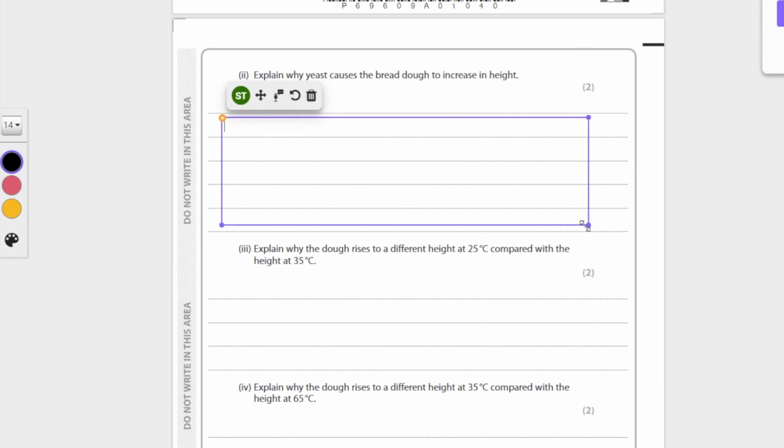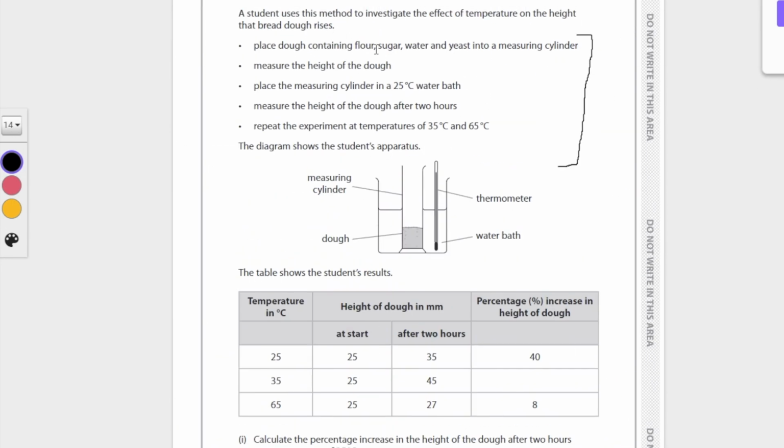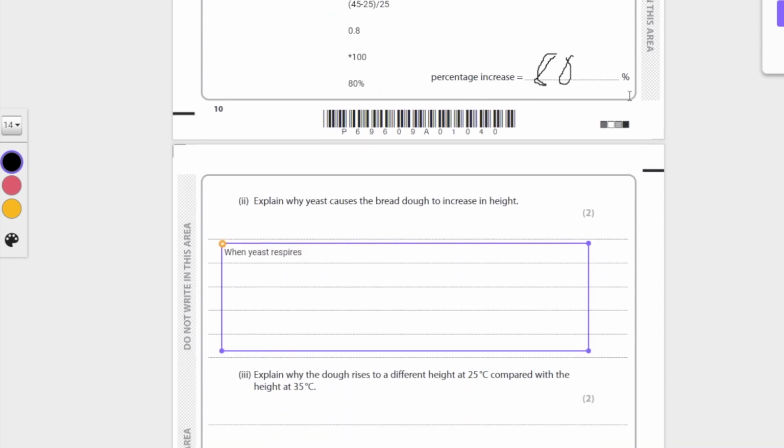Okay, explain why the yeast causes the bread to increase in height. We know that when yeast respires, and it doesn't even have to be anaerobically, because either way we know that when yeast respires, carbon dioxide is produced, and this forms bubbles inside the bread dough, which inflates the dough. Okay, pretty simple one.